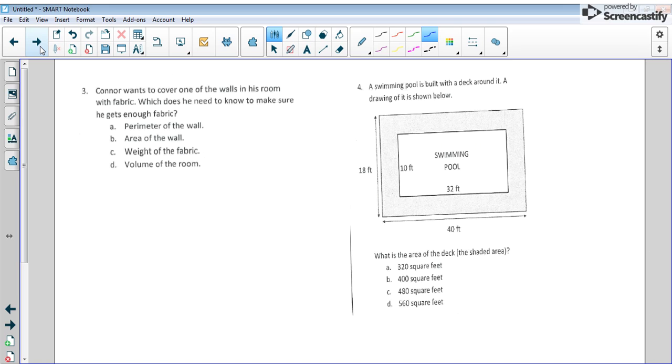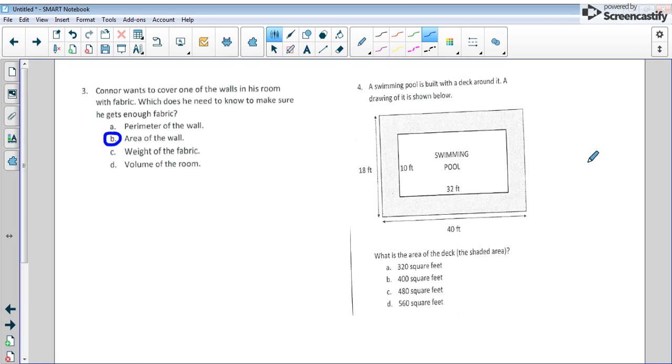Now over here, Connor wants to cover one of the walls in his bedroom with fabric. Which does he need to know to make sure he gets enough fabric? He's not putting it around the border, so I don't need the perimeter. I don't really care about the weight of it. I'm not trying to figure out the capacity of the room. How much fabric will it hold? I'm trying to figure out about that one wall. So I want to know the area of the wall.